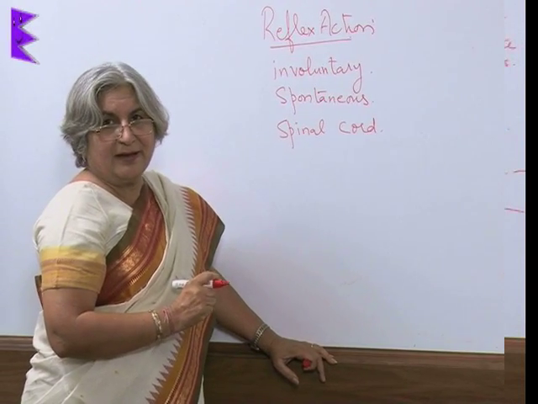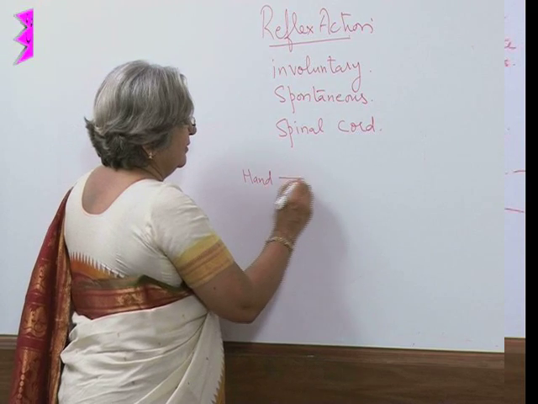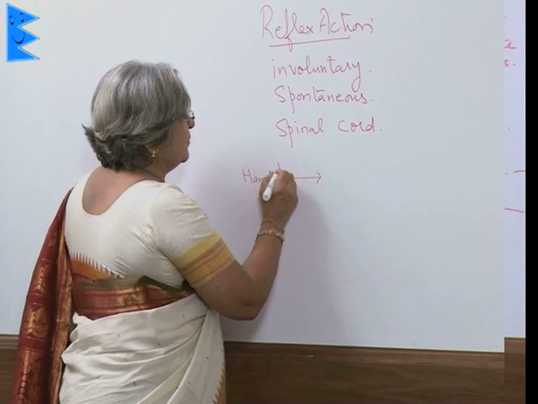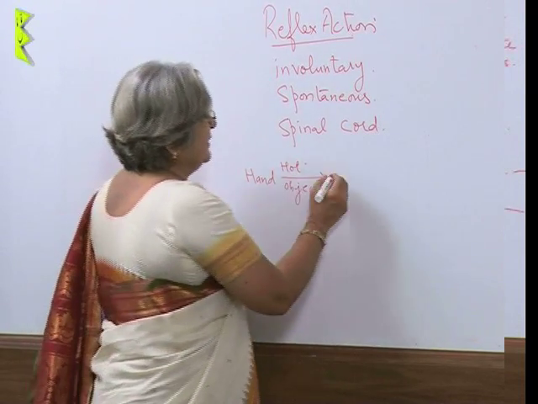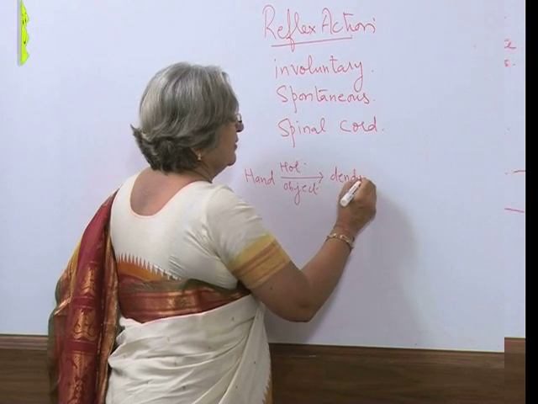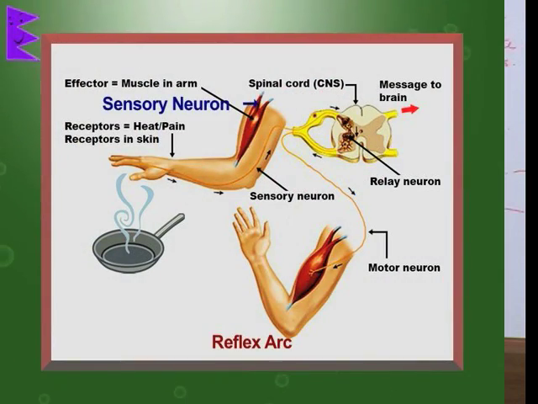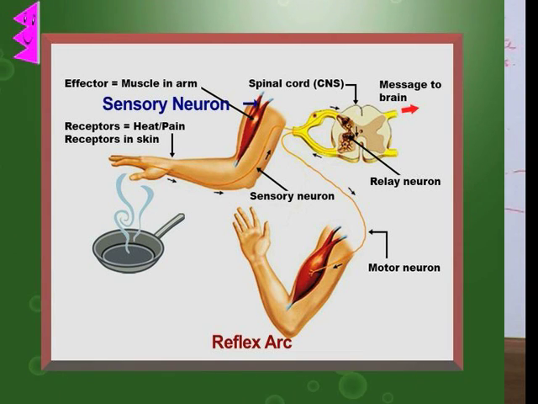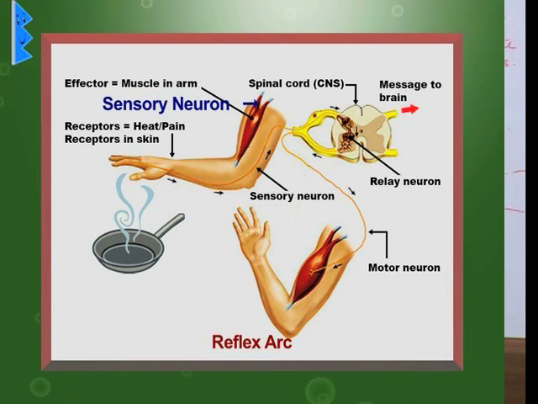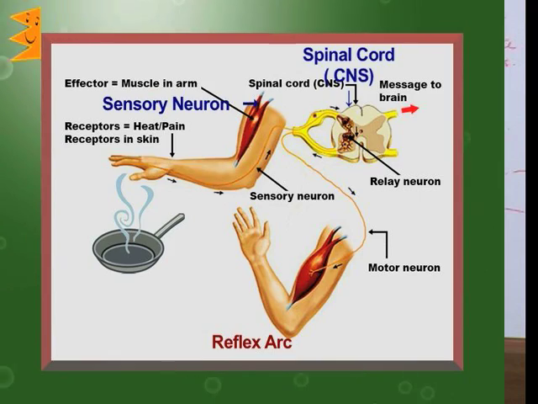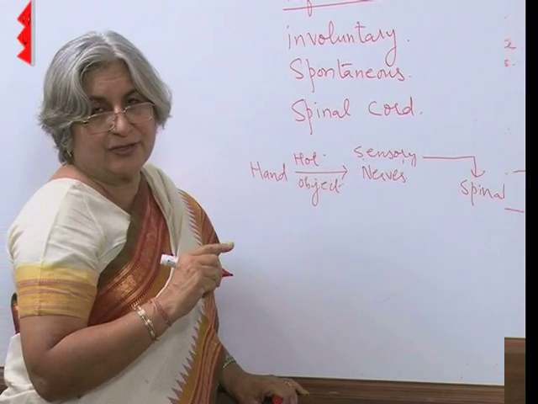Right? Now, what happens is that, say this is your hand and it touched a hot object. This stimulus of heat will be picked up by the dendrites, or you can say by the special type of nerves which are called sensory nerves. These sensory nerves will carry the impulse to the spinal cord. There, the spinal cord itself will take the action.